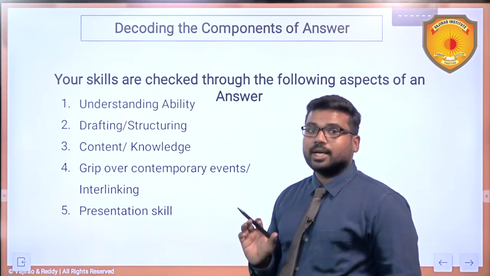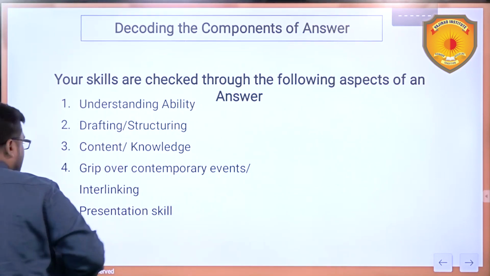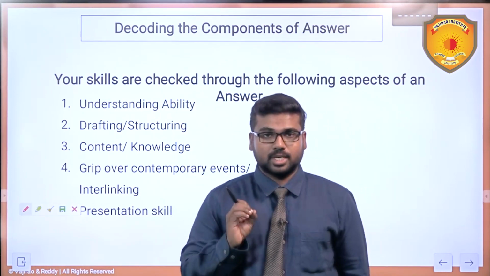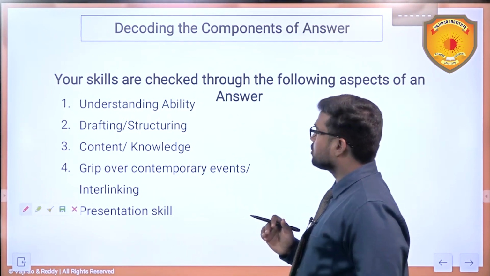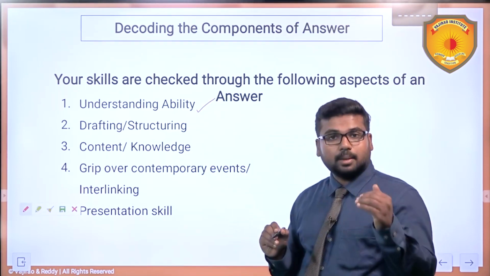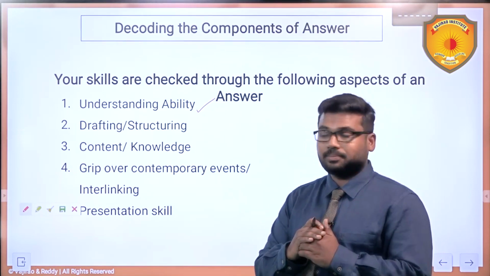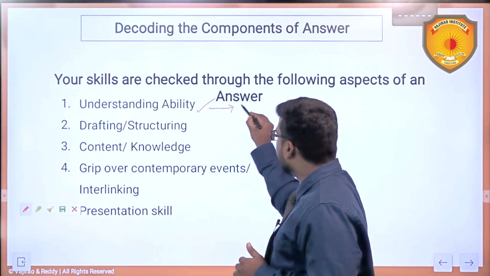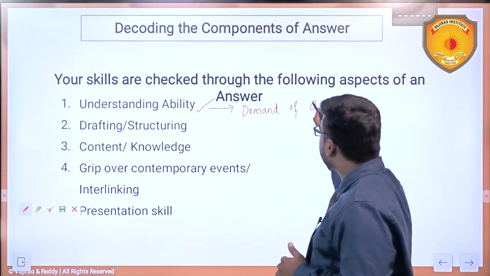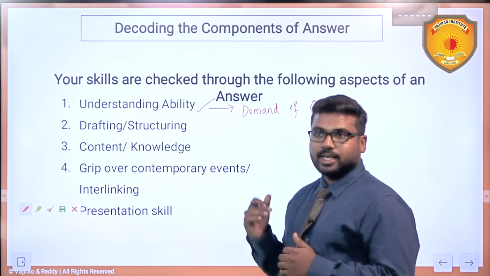Now with this, let us enter into another element of answer writing, that is decoding various components of the answer. Like in the UPSC Mains examination, what are the skills of the aspirants which are checked? First and foremost, number one, understanding ability: your ability to comprehend what is being asked in the question. This is where we will link it with the demand of the question. I'll deal with it separately later after explaining all the elements.